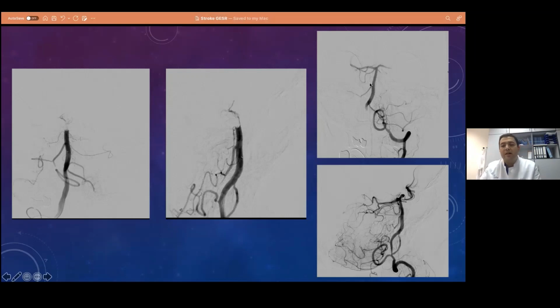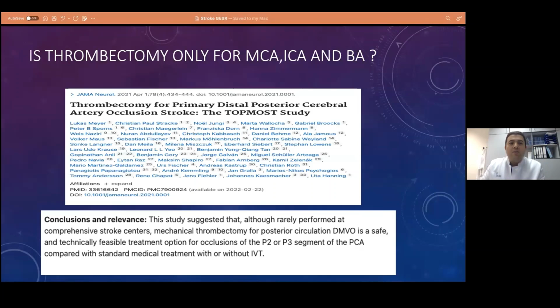And in this case, I didn't even try to recanalize the right vertebral artery because it's a long segment, because I maybe have to stent it, and I cannot take this risk. So that was the daily routine we have in the angiography suite.